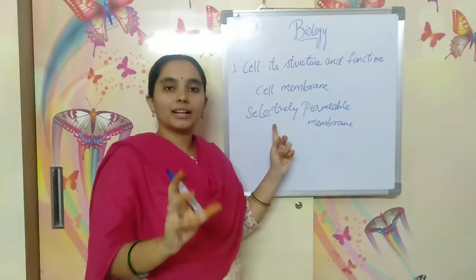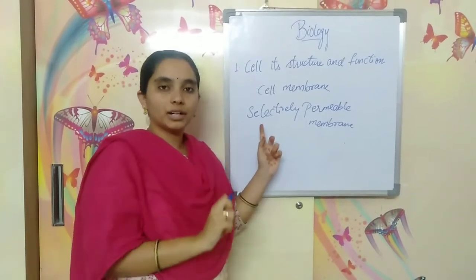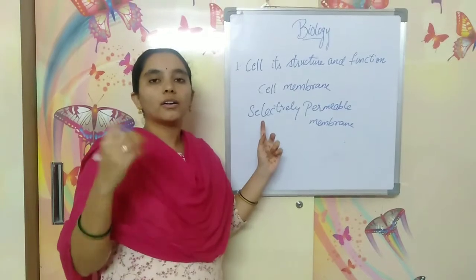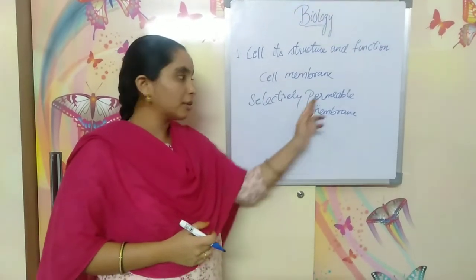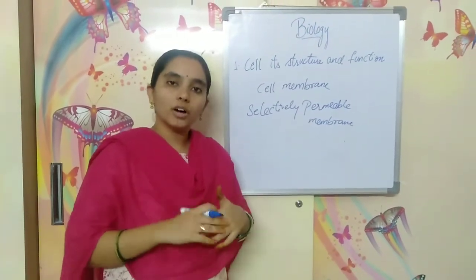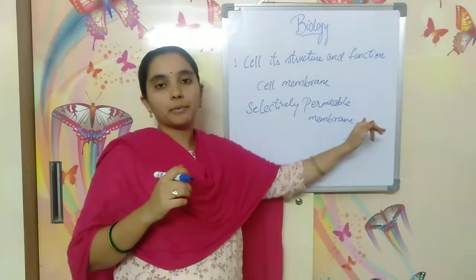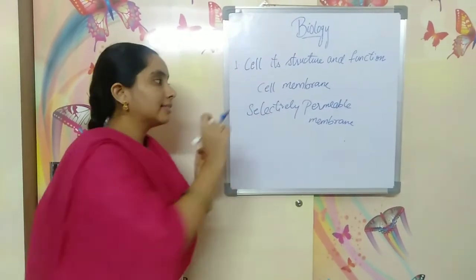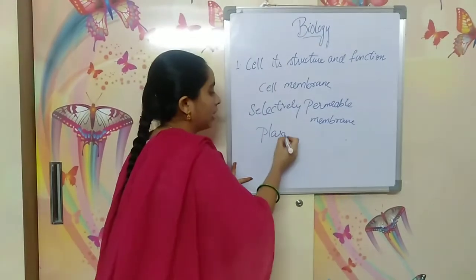Selectively means it selects only a few, only what is required by the cell, and what is not required by the cell, it gives out. That is why it is called selectively. Permeable means to permit or to allow. That is why it is called selectively permeable membrane. And cell membrane is also called plasma membrane.